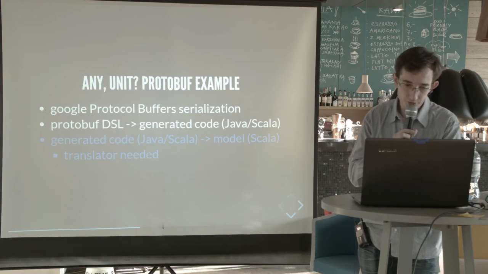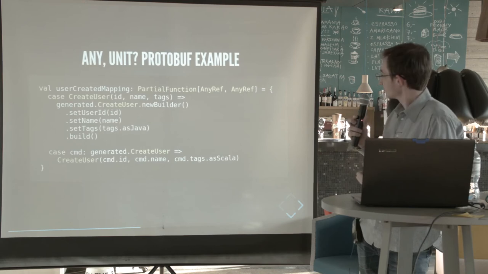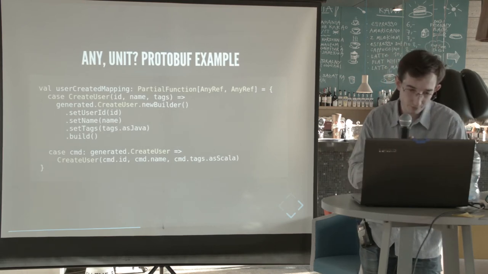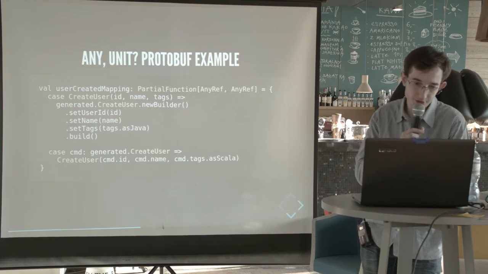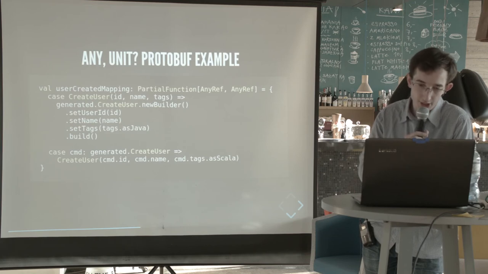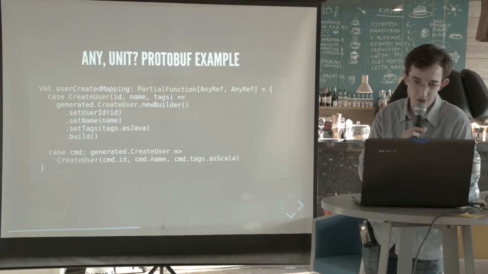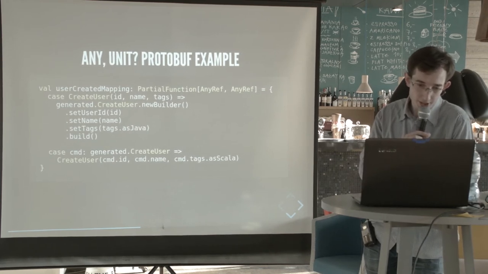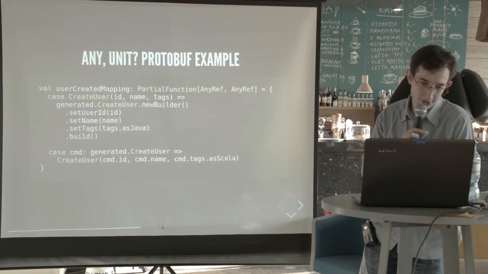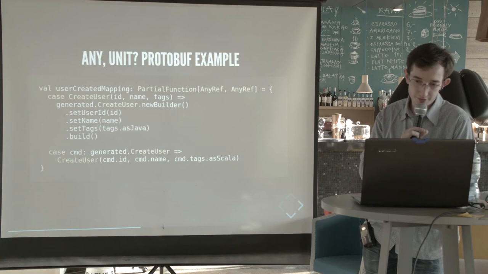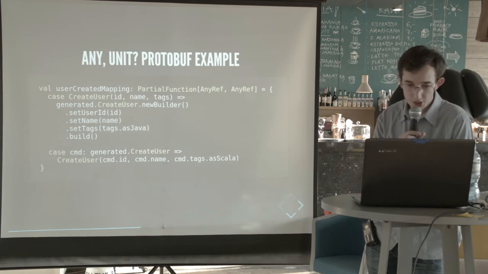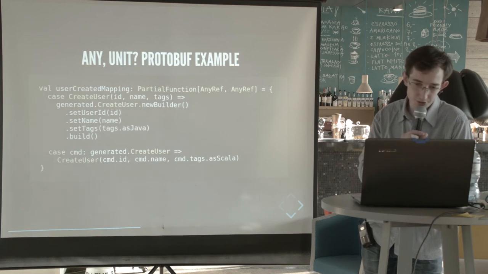And here you can see example of such mapper. As you can see, mapping function is partial function from AnyRef to AnyRef. Let's assume that other piece of code requires partial function AnyRef to AnyRef. This piece of code can be, for example, library code, and every mapping class translates generated Java class to corresponding Scala model. Java to Scala conversions have to be done when necessary, for example, in case of collections. Partial functions consist of two cases. First for mapping from generated Java code to Scala, and the second from Scala to generated Java. It is then simply used in other piece of code to serialize and deserialize model.